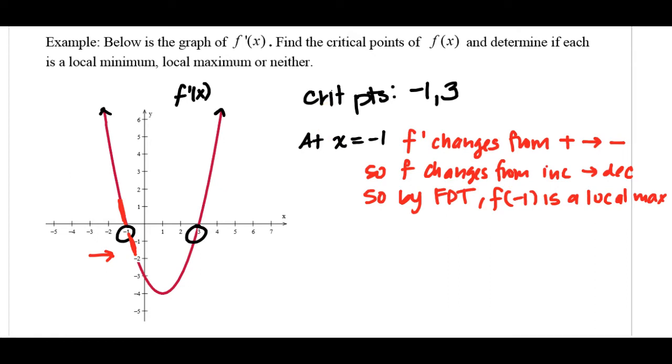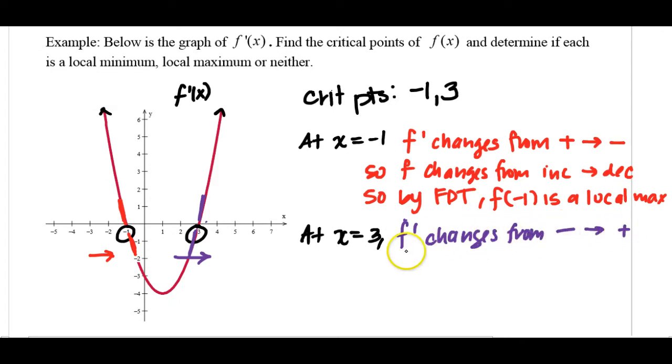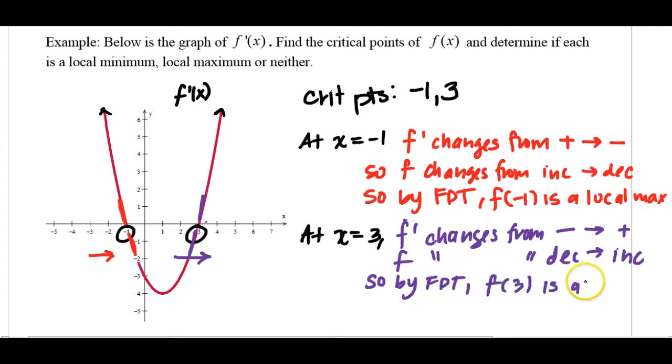So now we have to analyze what's happening at x equals 3. Let's go ahead and look at the graph of f prime of x. At 3, as I move again from left to right, the derivative is at first below the x-axis until it reaches 3, where it switches to above the x-axis just after 3. So f prime changes from negative to positive. So f changes from decreasing to increasing. So by the first derivative test, f of 3 is a local min.